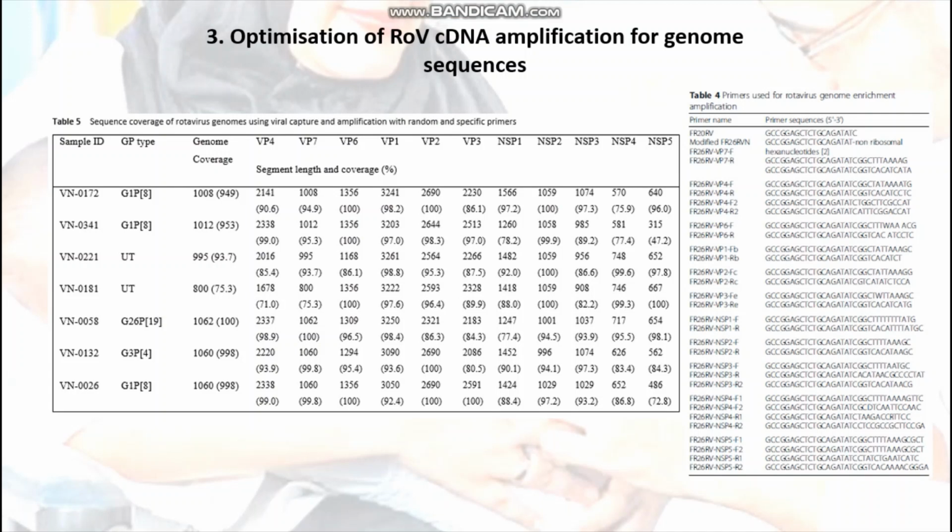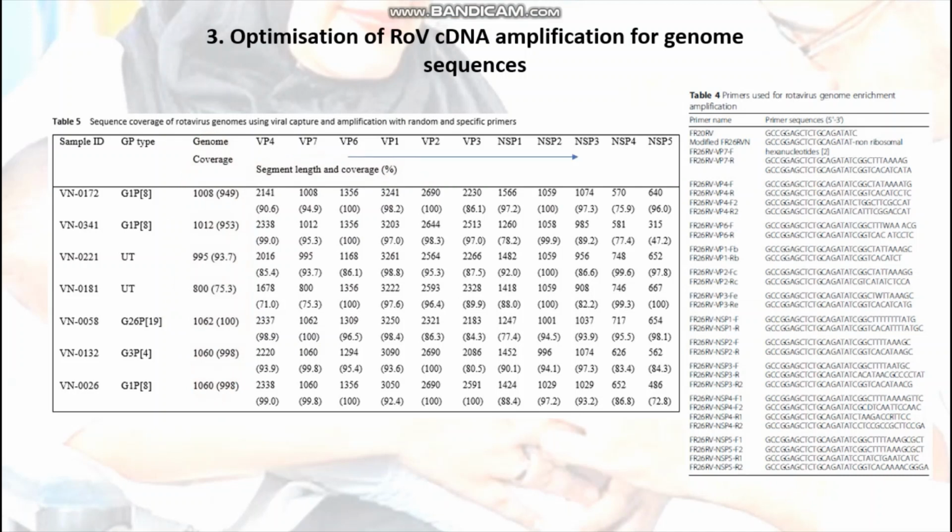Then, optimization of ROV cDNA amplification for genome sequencing. Table 5 shows the sequence coverage of ROV genomes using viral capture and amplification with random and specific primers. Here, Table 4 displays the primers used specifically for the amplification process based on labeled samples with their respective genotypes. We got certain values of genome coverage, segment length and coverage in percentage. From here it shows the length of the ROV segment is shortened.